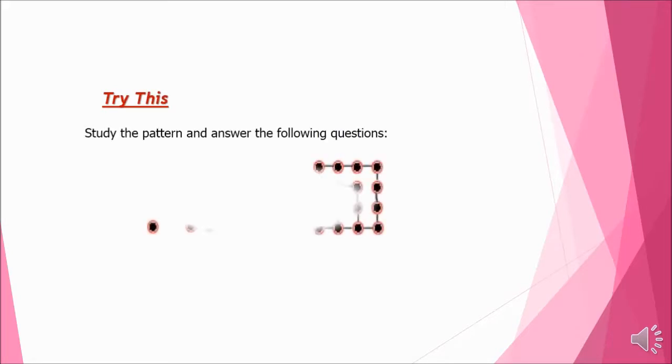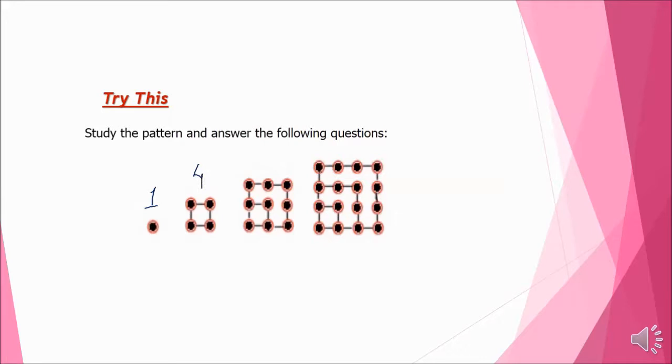Study the pattern. Now see the pattern here. The number of dots is 1, 4 (1 2 3 4), 9 (1 2 3 4 5 6 7 8 9). It's 9. You can join. You have to join this part. You can see the join. About the join, I think it's 16 right here.